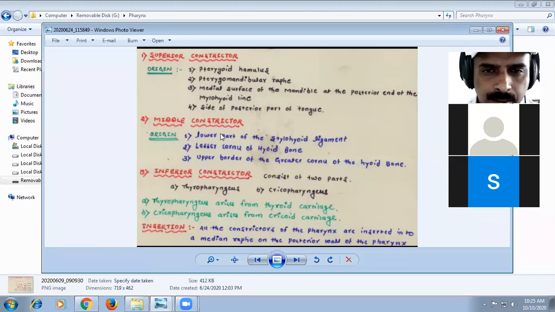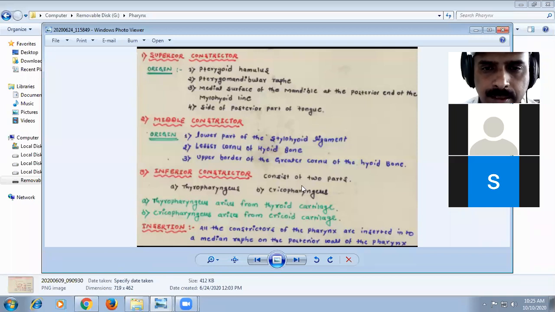Middle constrictor: lower part of the stylohyoid ligament, lesser cornu of the hyoid bone, upper part of the greater cornu of the hyoid bone. This you have to know. So the hyoid bone I have shown on the body. Here you can remember, below the mandible, the prominent projection is the hyoid bone.